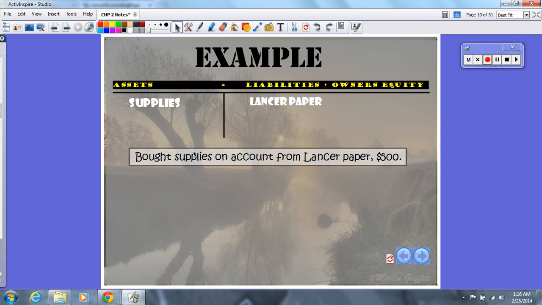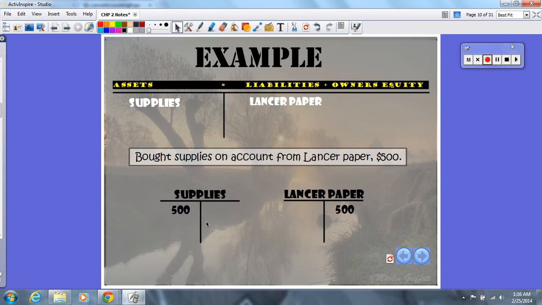Alright, you bought supplies, so you got more, so they are increasing, and our liability is increasing as well. We owe somebody more money than we owed them before. Alright, so both sides, you have to put it on the normal balance side of both because they're both increasing. So the example would look like this.